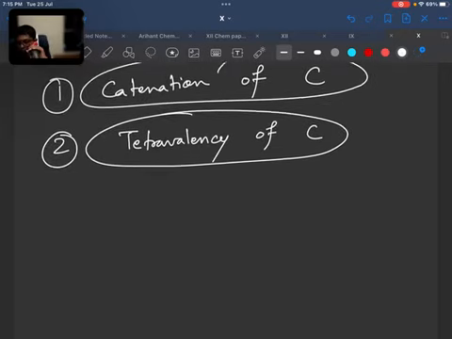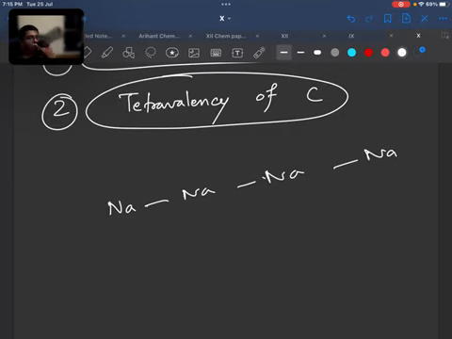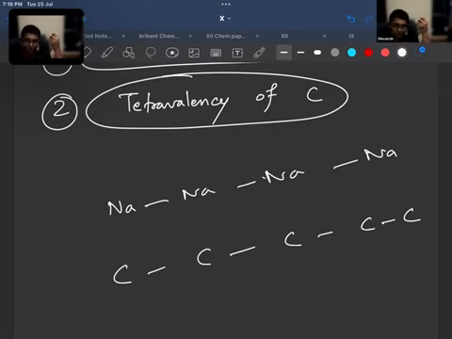Self linkage मतलब, for example, you will never see bonds like Na ऐसे linked to themselves, but you will see bonds like carbon which are linking to each other. This is a special property of carbon. If you remember, I told you this in the last class. Silicon also shows this property, but not to the same extent.